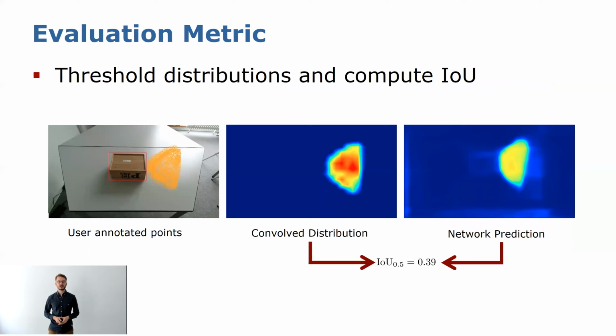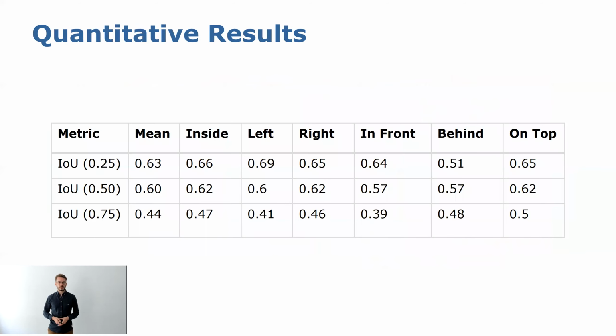Inspired by metrics from object detection and segmentation, we threshold the distributions at different ranges and compute their mean intersection over union, also known as IOU. Here you can see an IOU of 0.39 is computed for the threshold of 0.5 for this example. Here you can see some results for the IOU metric thresholded at levels 0.25, 0.5, and 0.75. Overall, our method yields good results, though relying on a weaker form of supervision.